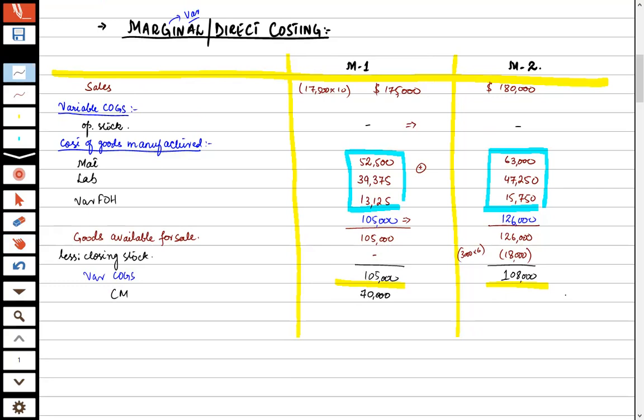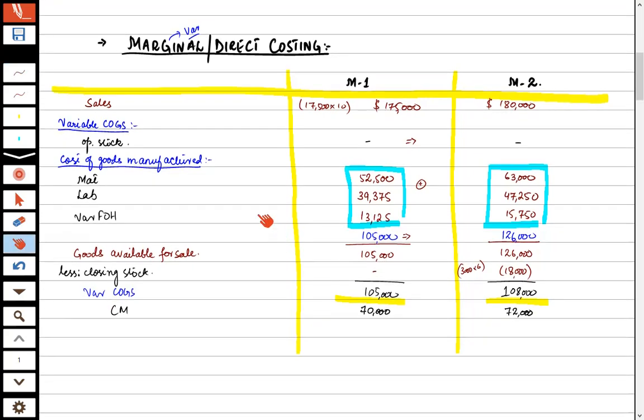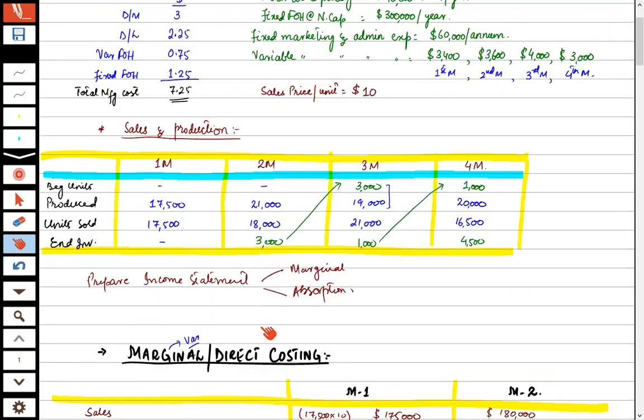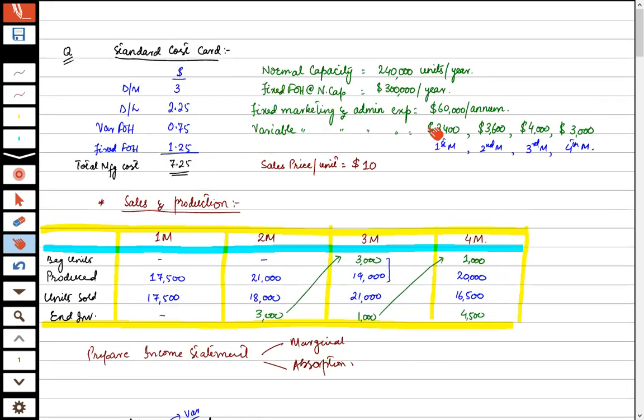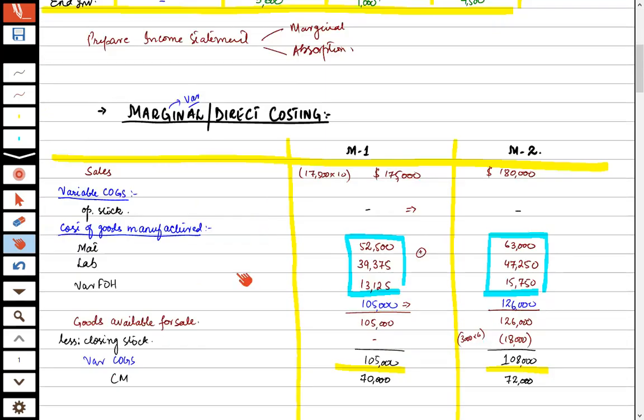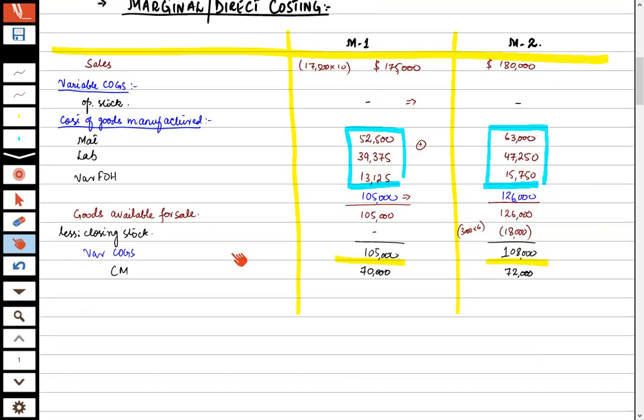And 180,000 minus 108,000 CM would be 72,000. Now, if we see in the question, that is very important. We have been given some variable admin and selling expenses. Just recall the financial accounting methods: we get the gross profit, and after that we deduct operating expenses, marketing and selling expenses, then we get net profit.